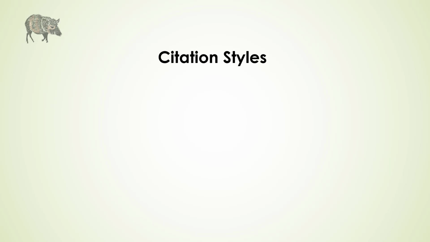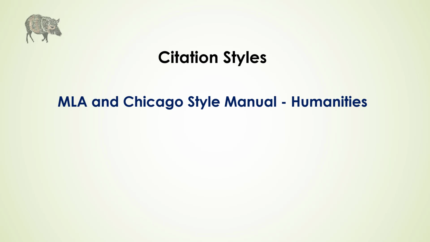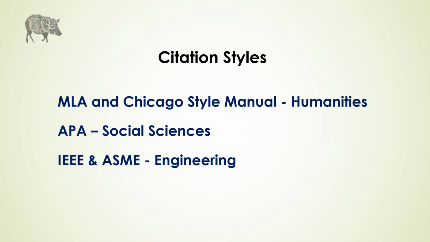What are citation styles? Citation styles are consistent ways of citing sources both in text and in the reference list. Professionals in the major disciplines got together and came up with consistent ways of citing sources. Some well-known citation styles are the MLA citation style and the Chicago Style Manual in the humanities, the APA in the social sciences, and IEEE and ASME in engineering.